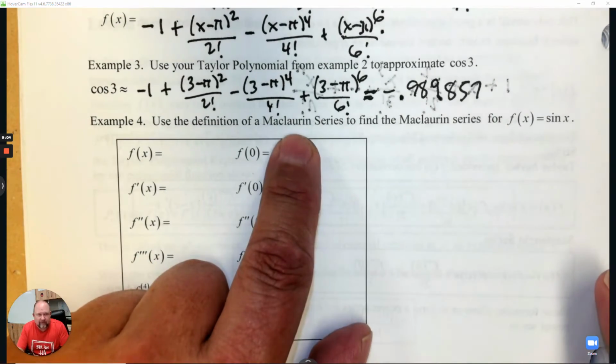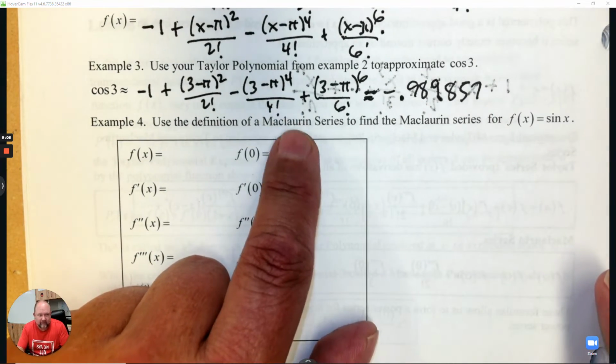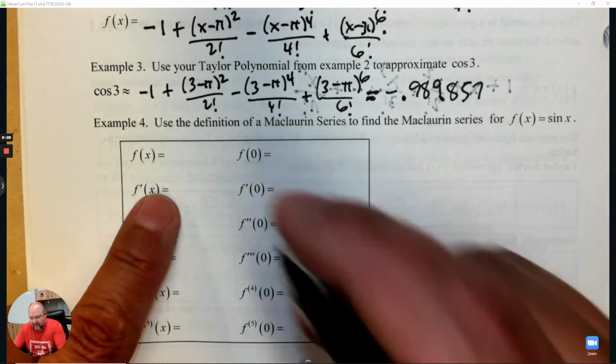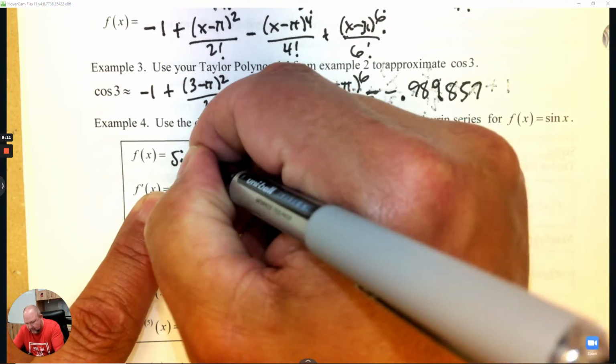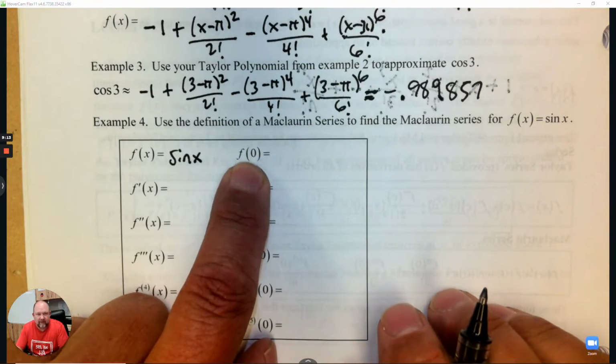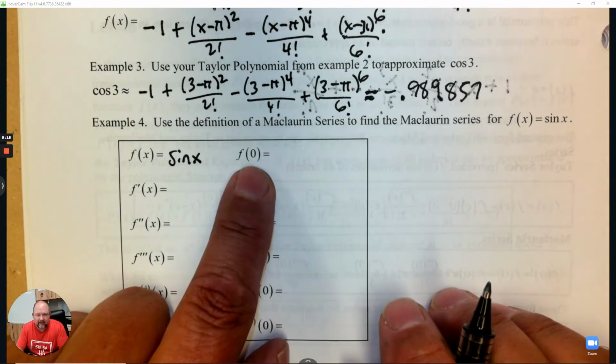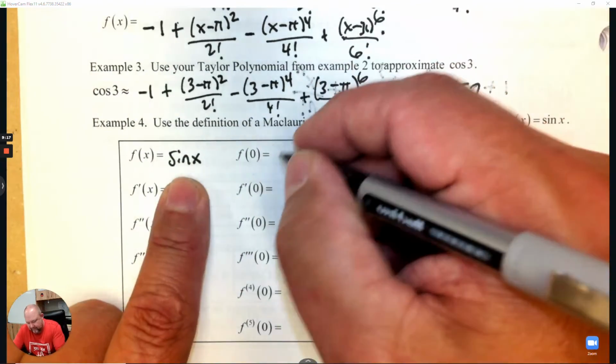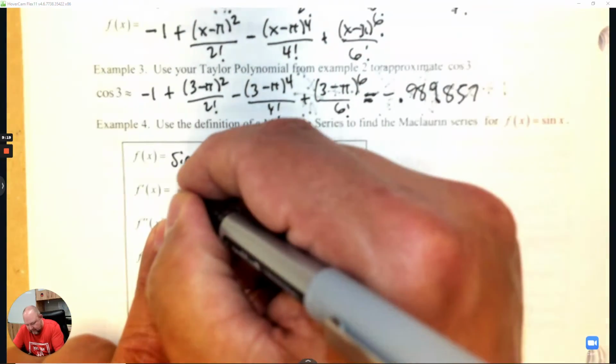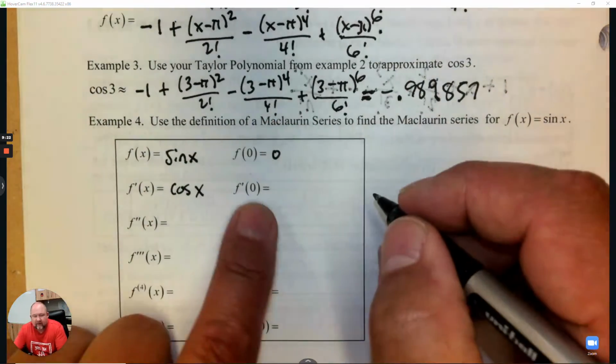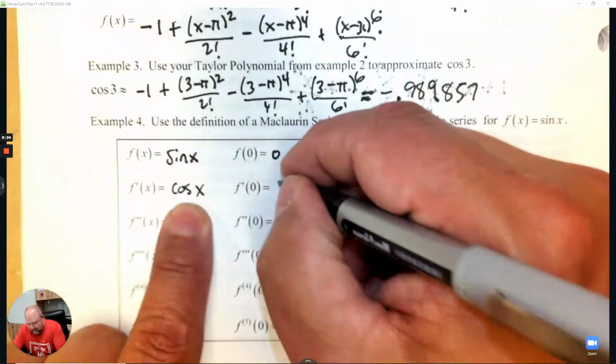Use the definition of a Maclaurin series, which means it's centered at 0, to do this work. So f at x equals sine x. So Maclaurin means it's 0. So the value at 0 of sine is 0. The derivative is cosine. At 0, cosine is +1.